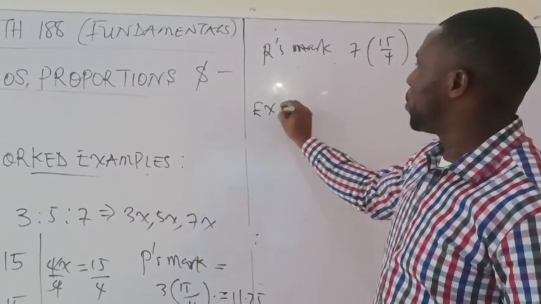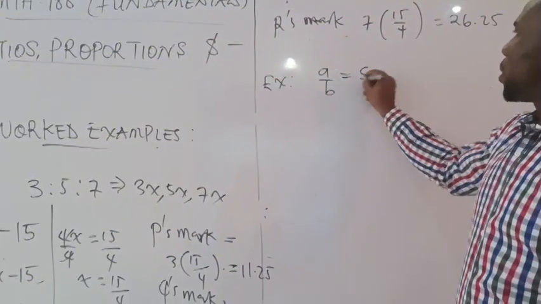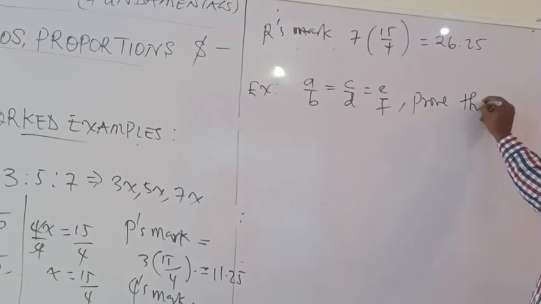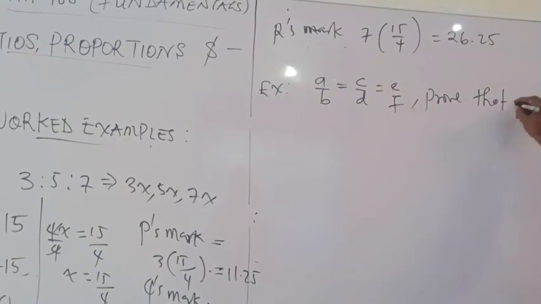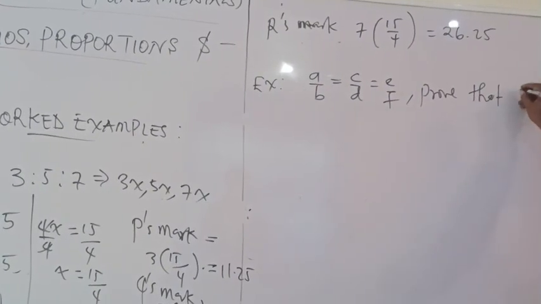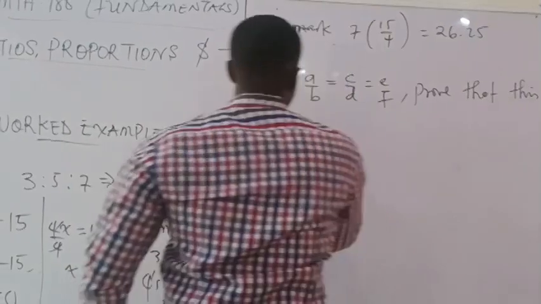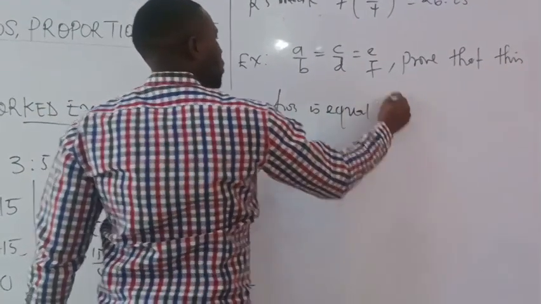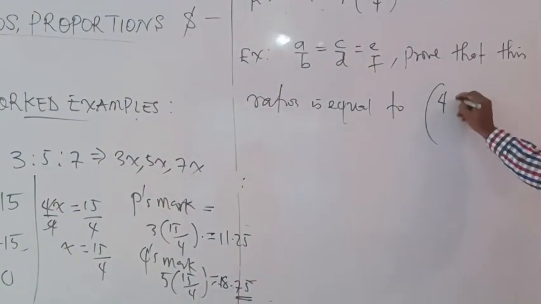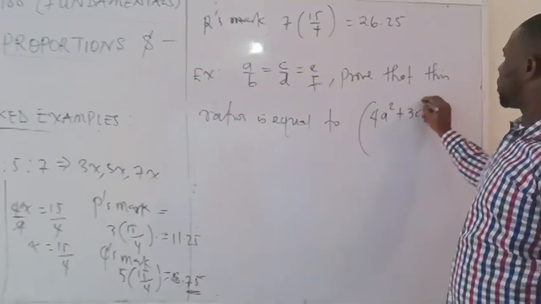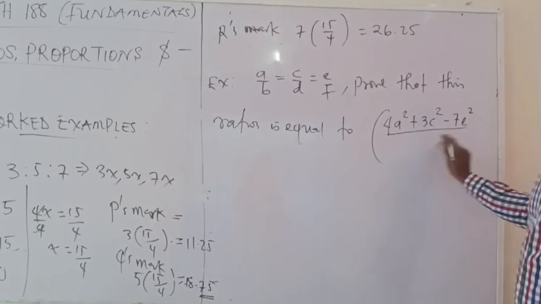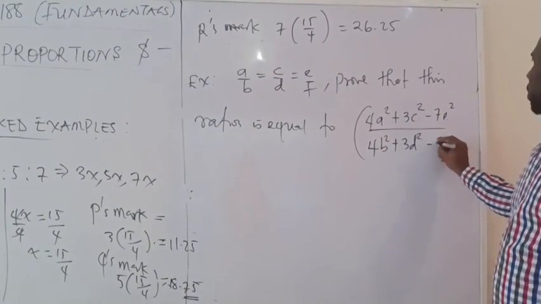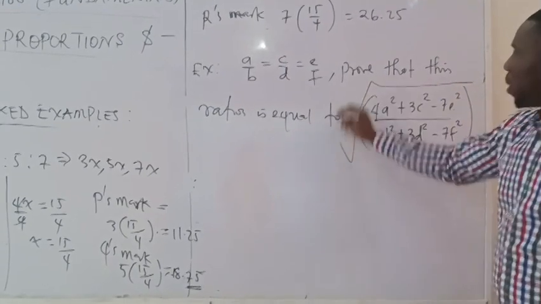The next example is: if we're given ratio A to B the same as C to D, the same as E to F, prove that this ratio is equal to this: the square root of (4a squared plus 3c squared minus 7e squared) all over (4b squared plus 3d squared minus 7f squared), all raised to power half.